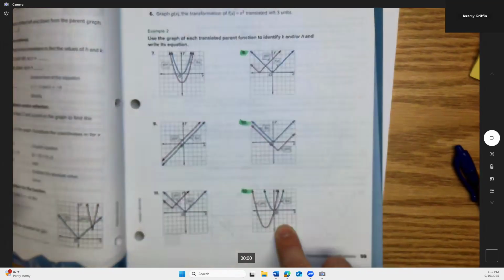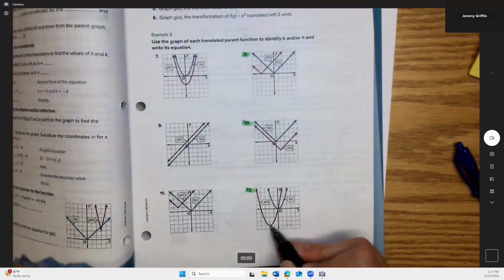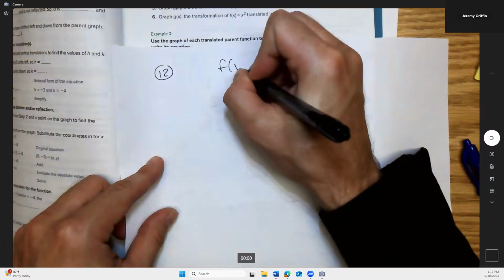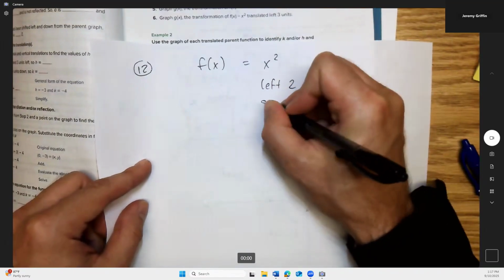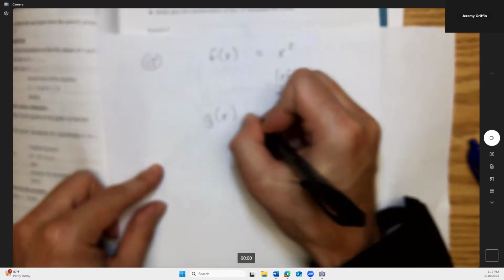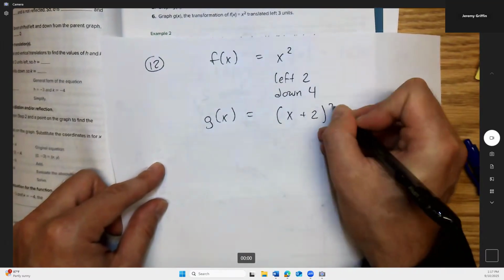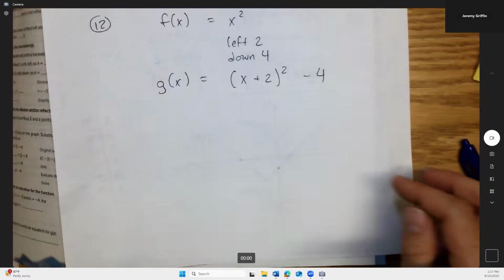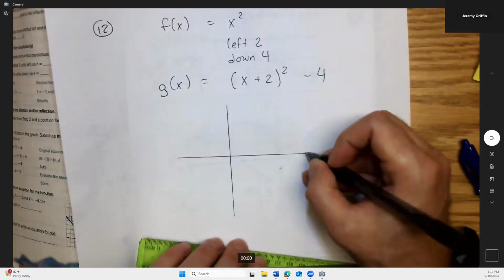Okay. So number 12. So we're back to our classic parabola for our parent function. And it looks like this needs to go left 2 down 4. So we got f of x, the parent function is just x squared. Okay. We need to go left 2 down 4. So I'll call it g of x. So see, left 2. Well, left 2 would be x plus 2, and that's all being squared. Down 4 is like minus 4 after the fact. Right? That should be exactly it. Same thing. I will graph that, see if that actually works.